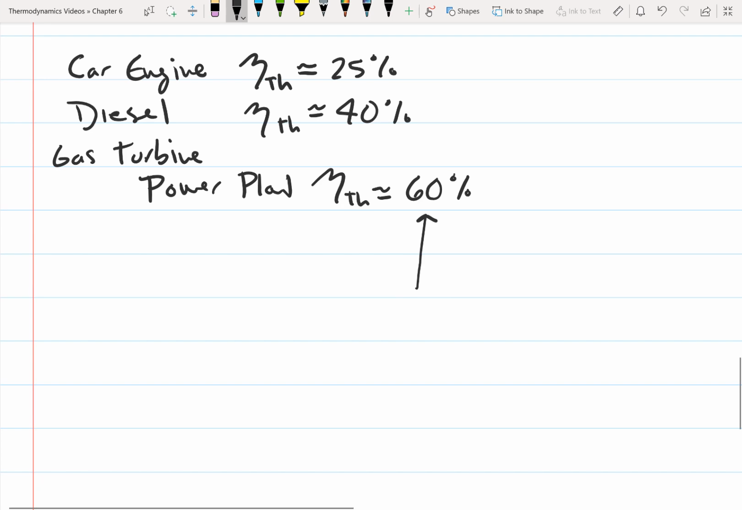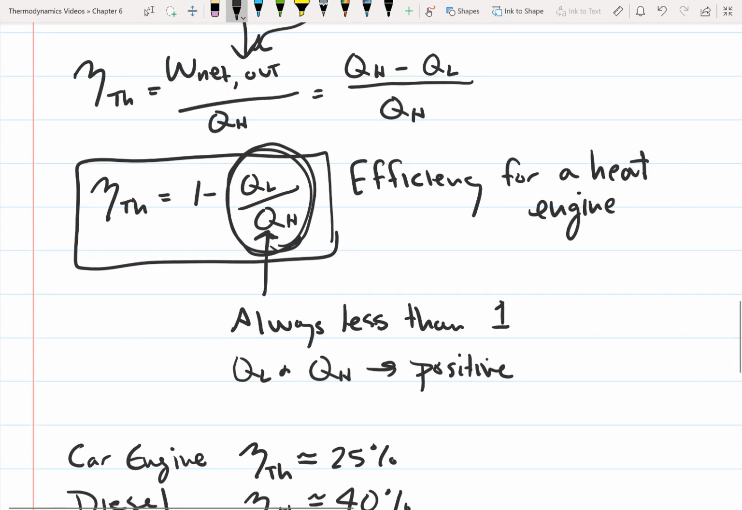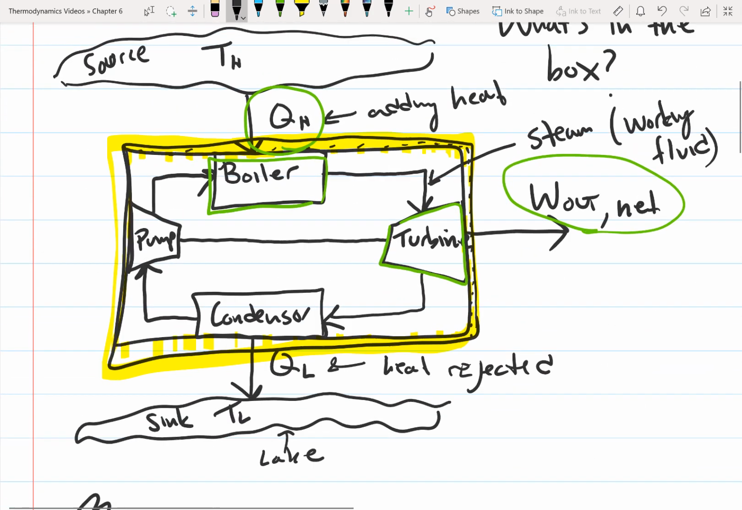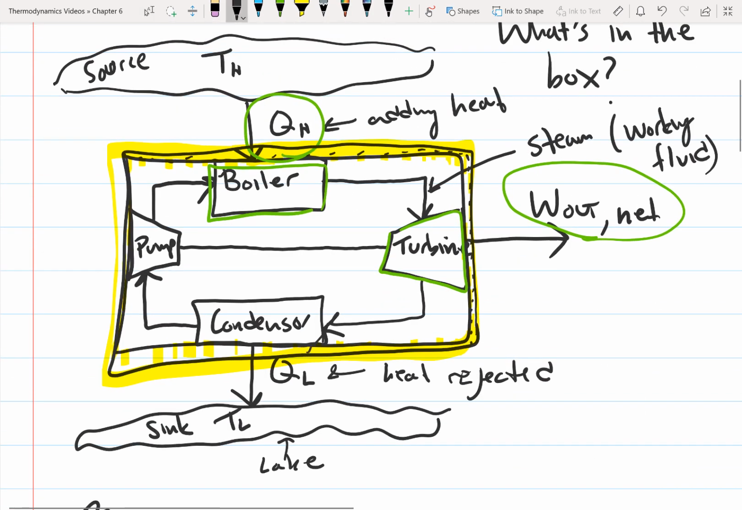And so one question always is, if we go back up and look at this cycle, why can't we just take the condenser out and run this cycle without the condenser? So basically, why can't we just skip the condenser and go from the turbine to the pump? Why can't we do that?